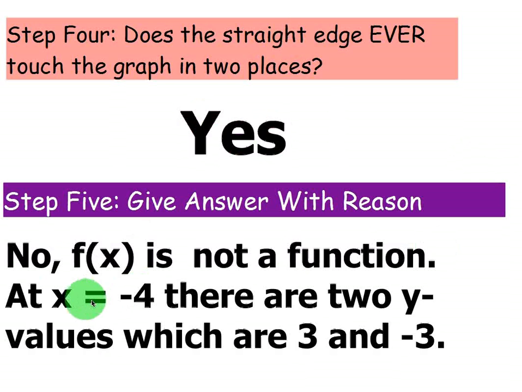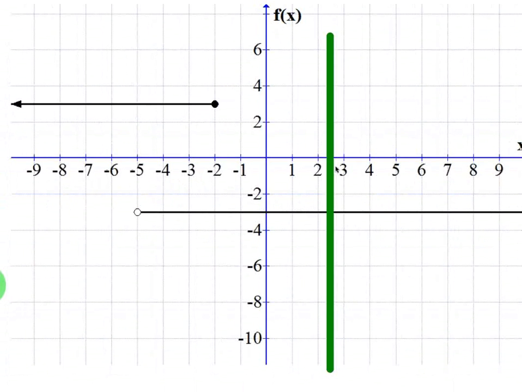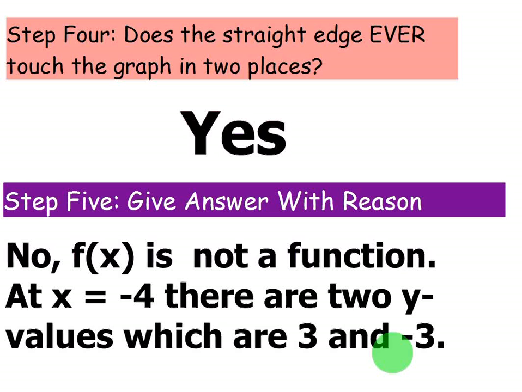At x equals -4, for example, there's two y values at 3 and -3, and of course, we already showed it. Also true at -3, there's two y values. So, not a function. You can't just say it doesn't pass the vertical line test. You have to be specific about where it has two y values.